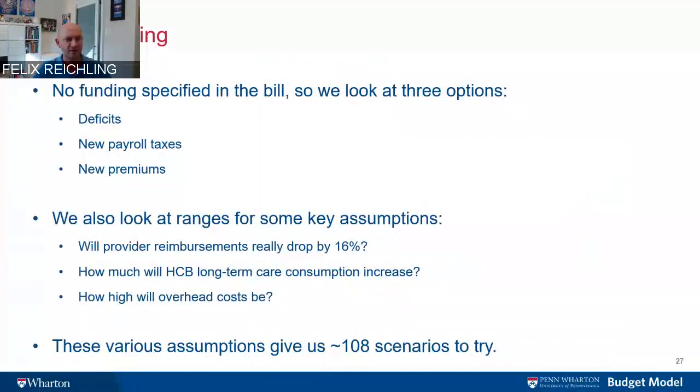So the Senate bill did not specify how it would be funded. So we looked at three options here. We looked at deficit financing, increasing payroll taxes, and raising premiums to pay for Medicare for all. We also looked at a range of different assumptions. For example, will provider reimbursement only drop by 60%? We also have an option where it only drops by 8%.